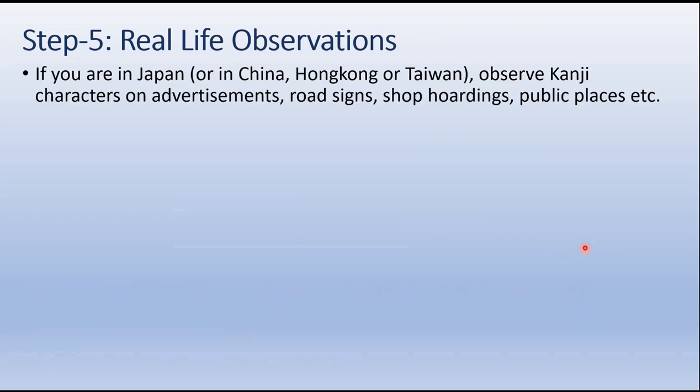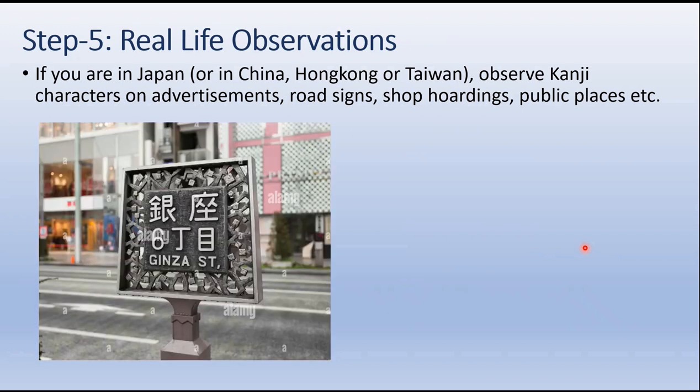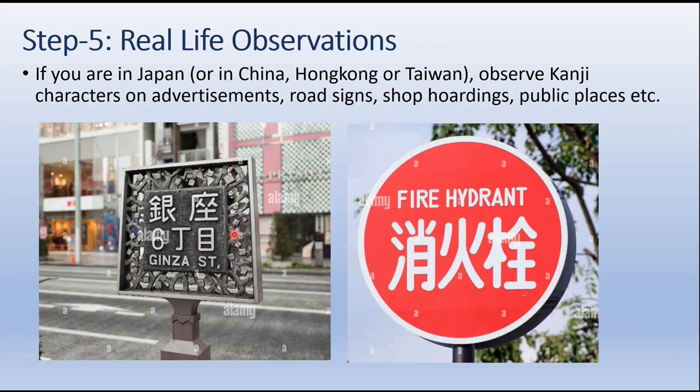Step 5 is real life observations. If you are in Japan or in China, Hong Kong, or Taiwan, where the pictorial form of script is in use, observe the kanji characters on advertisements, road signs, shop hoardings, public places, newspapers, and so on. These are a few examples. You can see these are kanji characters written on this street sign. Then we have the kanjis for the fire hydrant.